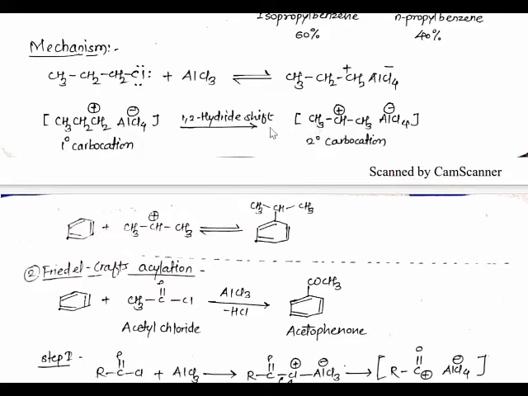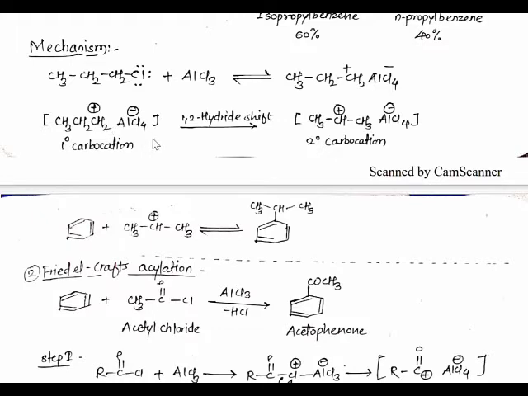So in Friedel-Crafts alkylation, for n-propyl chloride we are going to substitute the secondary carbocation. The most stable one is the secondary carbocation, and we are going to substitute this secondary carbocation on benzene, and the final product is isopropyl benzene. This will be the final product and not from this primary carbocation.